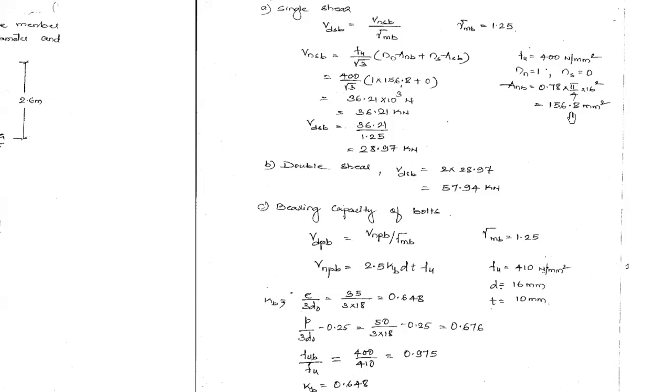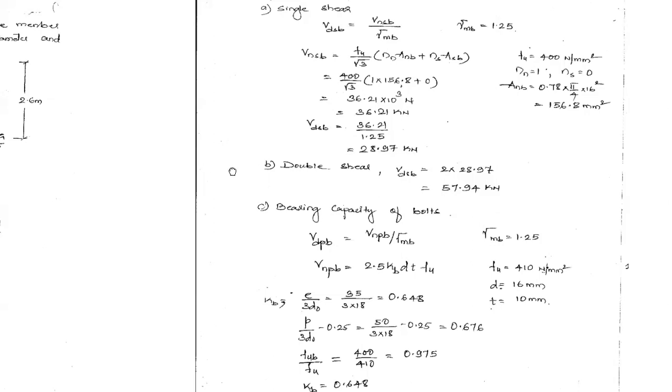It comes out as 156.8 mm². Okay, on substituting, what we get is the strength of the bolt under single shear, 28.97 kilonewton. Okay, 28.97 kilonewton under single shear. Under double shear, what happens? It will be double of this, 2 into 28.97, which comes out to be 57.94 kilonewton.